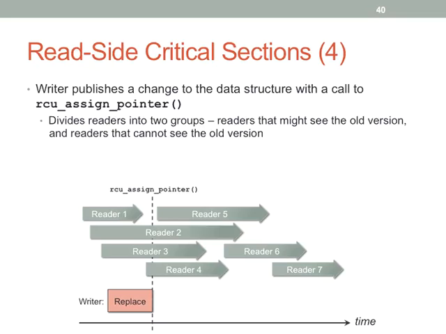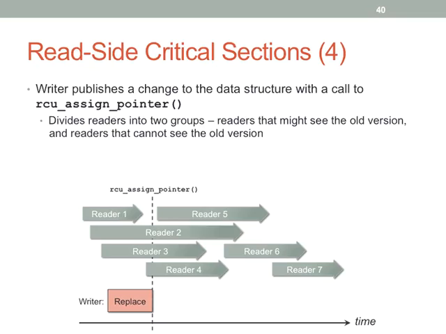So the writer was doing some work behind the scenes. Nobody knew about it because it hadn't published it yet. And then it calls RCU assign pointer, and it is an atomic operation. So we know that nobody's arrow starts on that line. It has to start before the line or after the line.